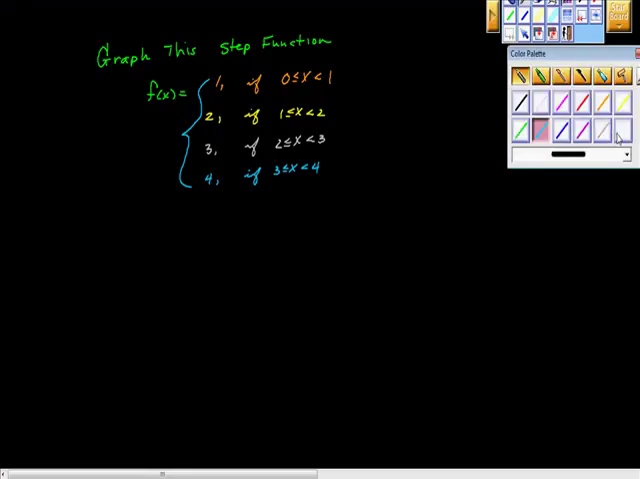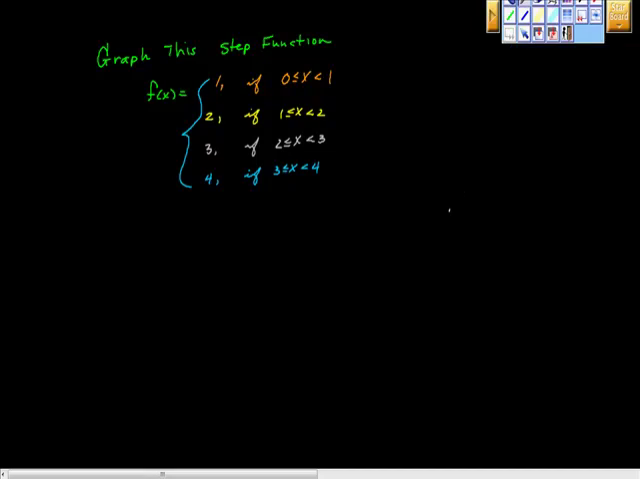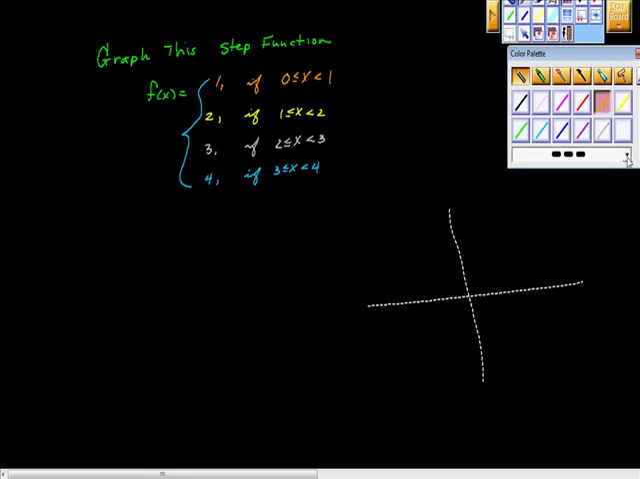If you don't mind, let's draw in our Cartesian plane first. So here's the Cartesian plane, here and here. And let's just start doing this piece by piece, if you will. So it says here that the height is 1 if x is greater than or equal to 0 but less than 1.